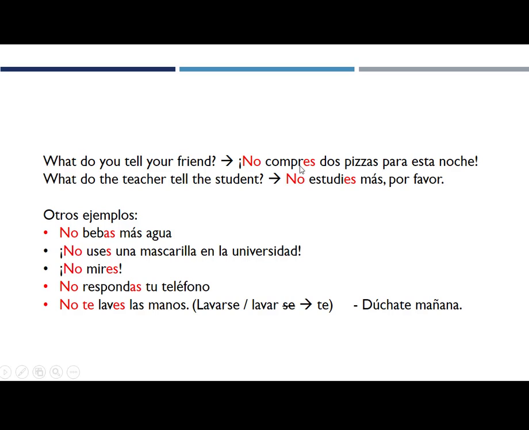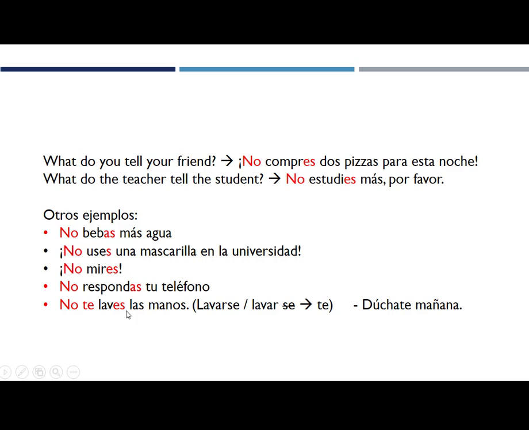And then the verb comprar, I already put it in the yo form, compro, I dropped the O and put the opposite vowel. It was an AR verb, so now I add ES. Same thing, follow those 3 steps, 3 or 4, because you cannot forget about the no. And that's it. No estudies más, don't study more.